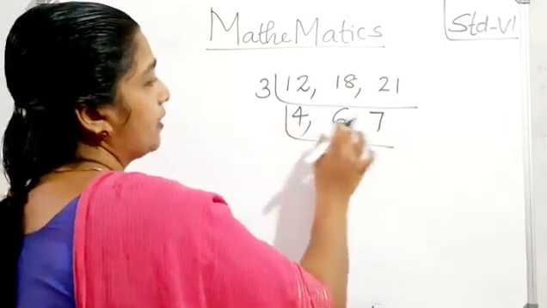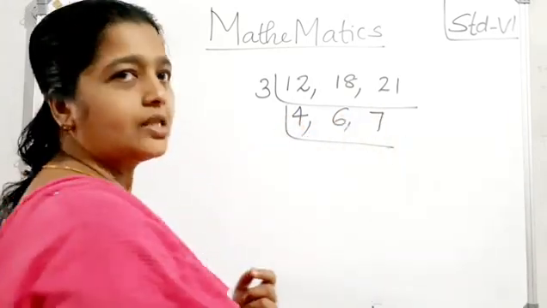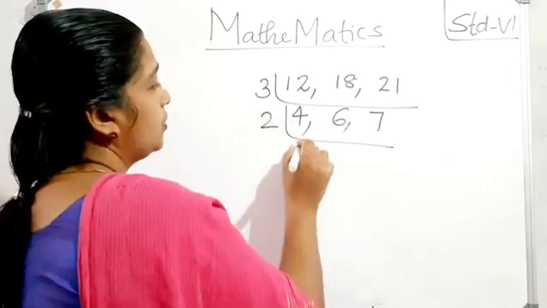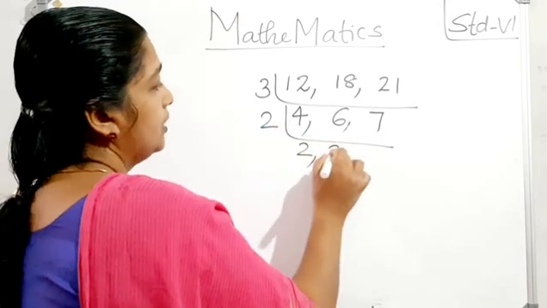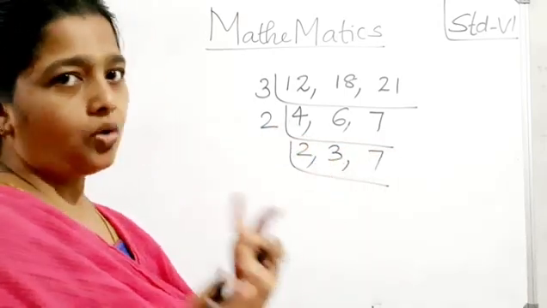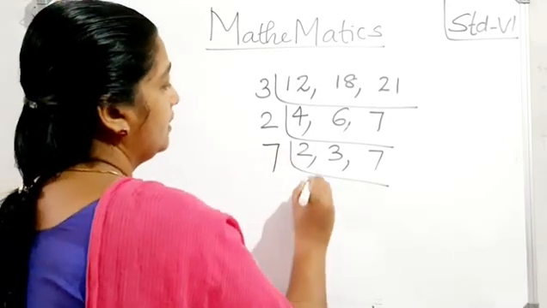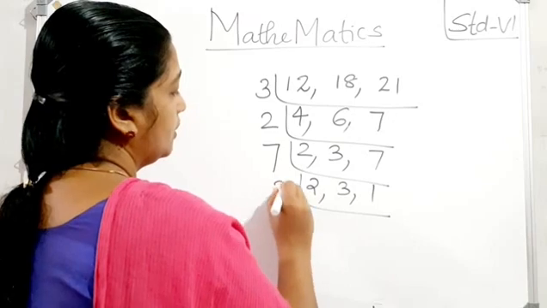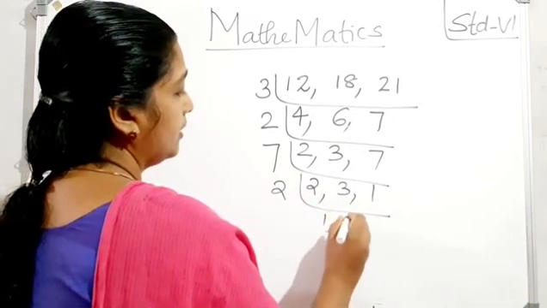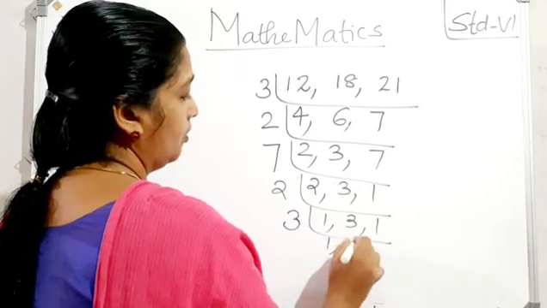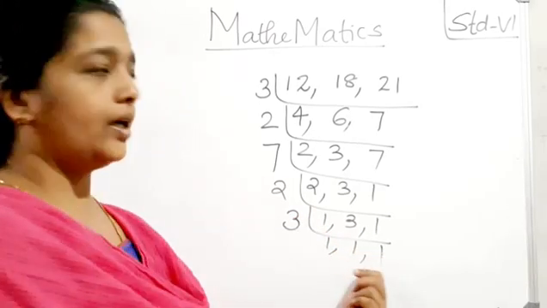Next, from these two numbers we take the common factor 2. 4 by 2 is 2, 6 by 2 is 3, and 7. Then any common factors? No. So we can take 7. Then 2, 3, 1. Then 2, 1. Then 3, 1. Next we can take 3, 1, 1. So last here 1, 1, 1.